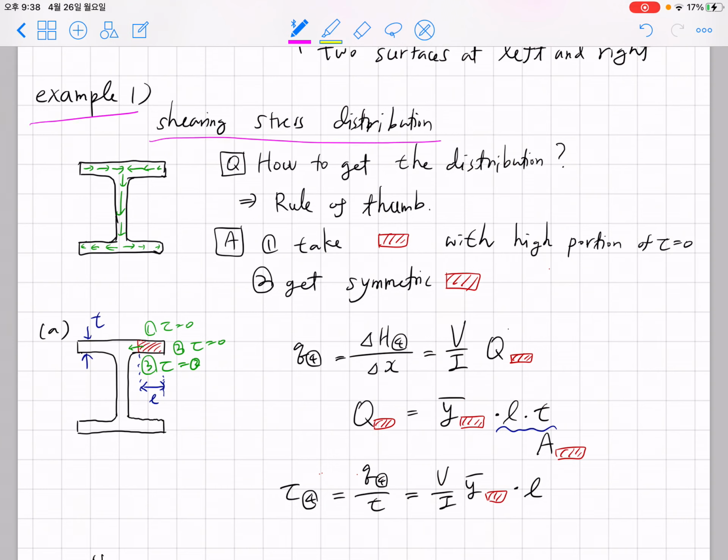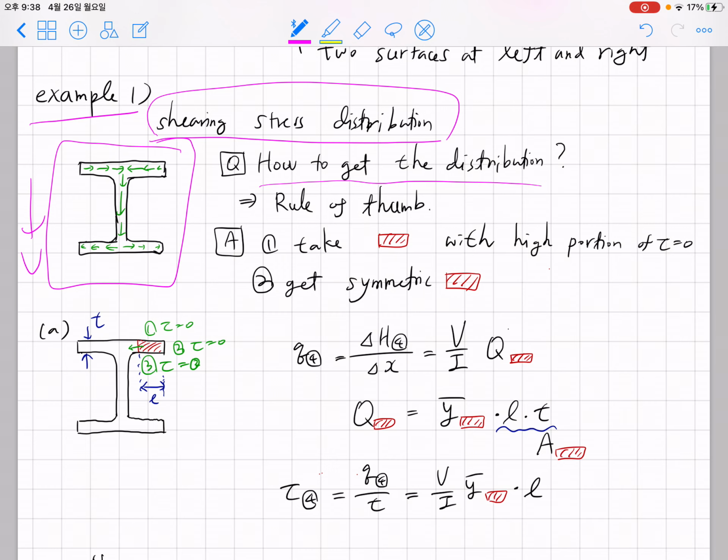Suppose that somebody asks you to obtain the shearing stress distribution when there is a shearing force V, and the answer goes as follows. And if somebody asks how we can obtain the distribution, the answer I want to tell you is we have to have some sort of rule of thumb. Okay, so the first idea I want to deliver is to try to take the area with a very high portion of tau equals 0, or free surface.